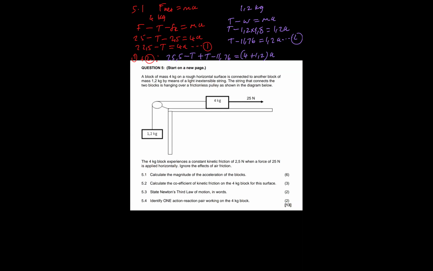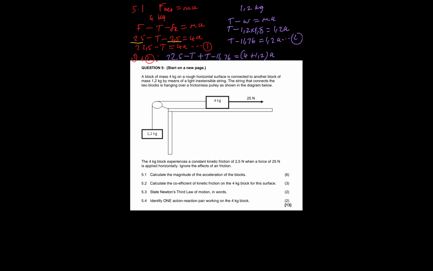Then what is 25.5 minus 11.76? Isn't it supposed to be...? I can't see where you got the 25.5 from. 25.5 is this one. Come, let us come up here. Let me change the color to this one. You see these two? It's 22, not 25. I wrote 25 here, ne? Okay, yeah. 22, not 25.